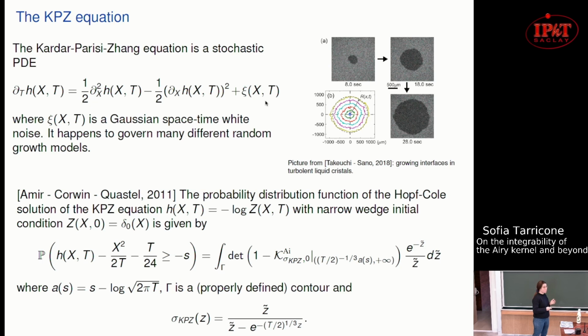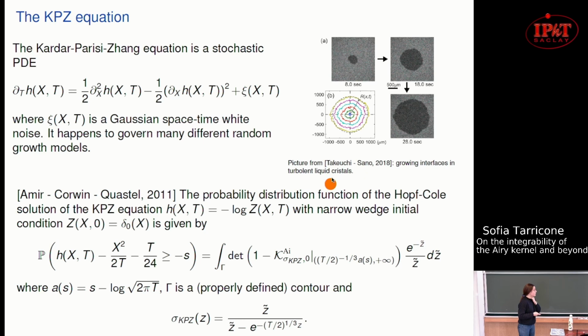So now your h(x,t) is the height function of some interface that is growing randomly. And in many different models, it turned out that a specific solution of this stochastic PDE was encoding this random growth model of the interface that you're looking at. So I took, for example, this picture here from Takeuchi and Sano, where they were looking at growing interfaces of turbulent liquid crystals.